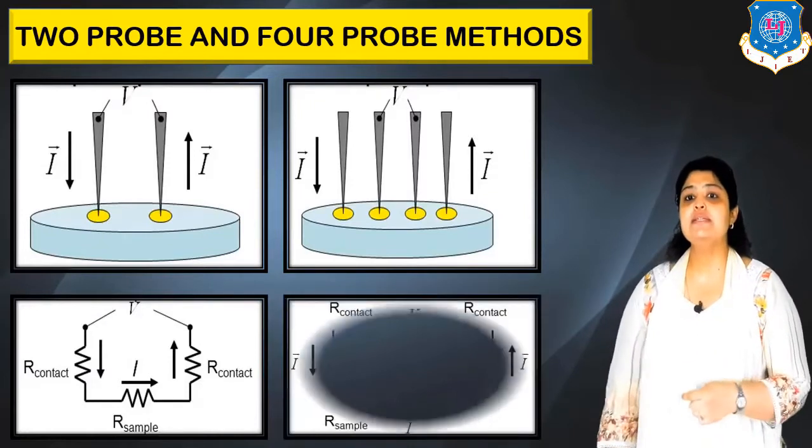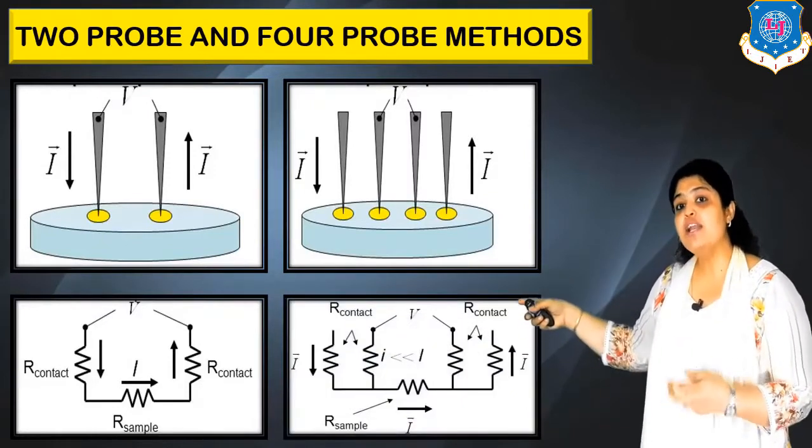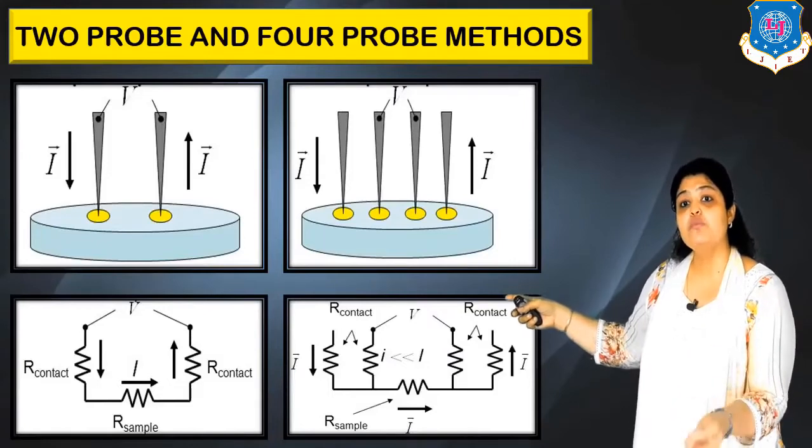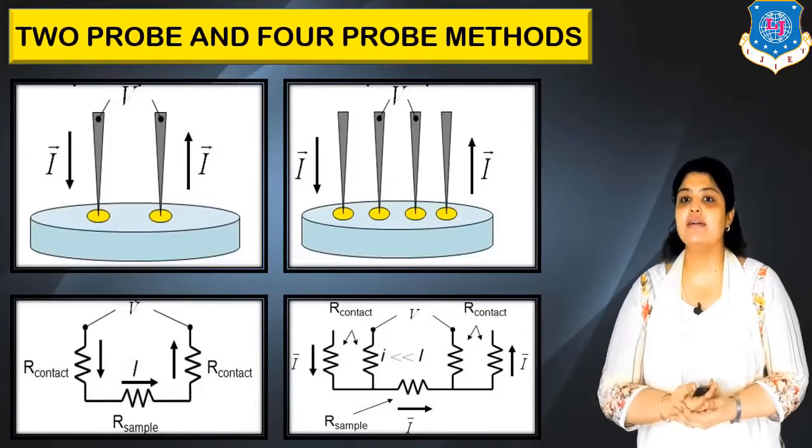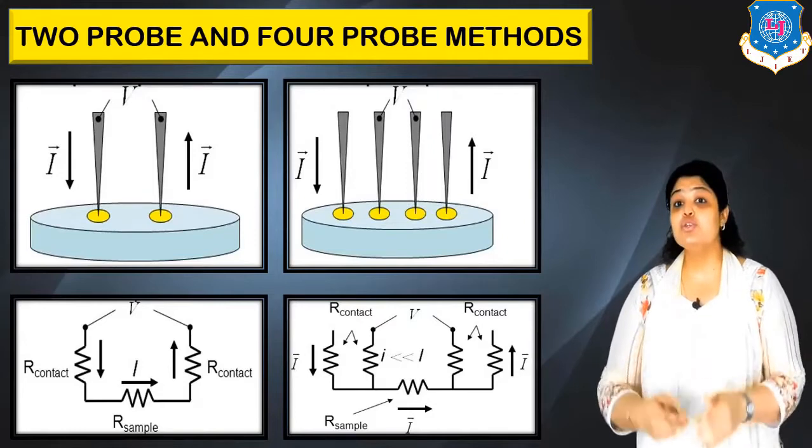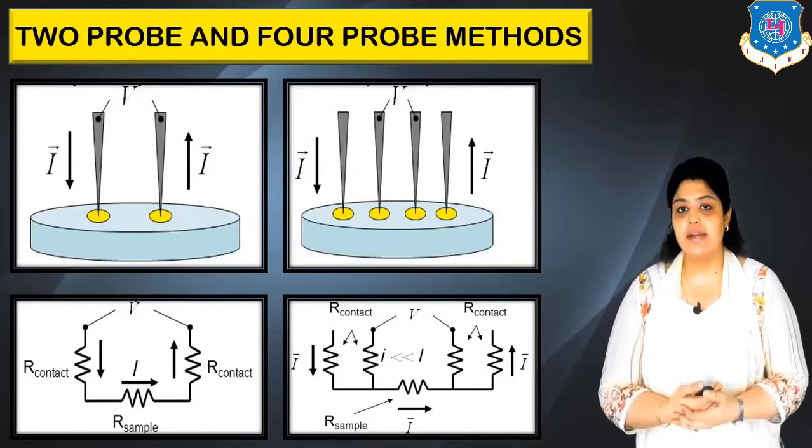So what happens in this type of measurement? The voltage value we are measuring is from the inner 2 probes, and that will not include the contact and the probe resistance. And so we will get a more accurate reading.